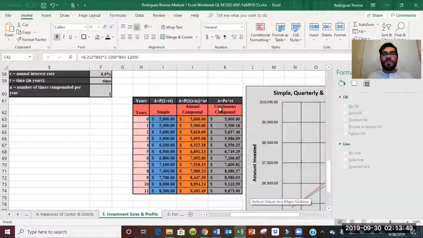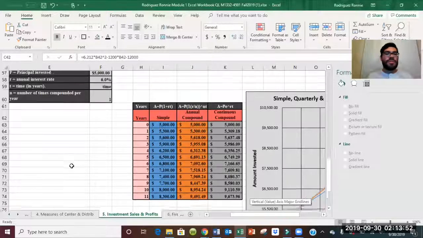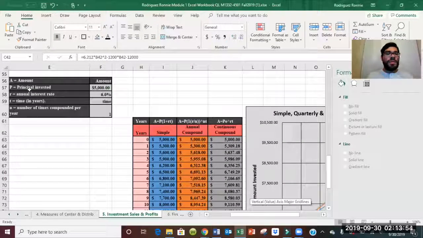We found the simple, annual, compound, and continuous compound interest. P being the principal invested, which we started out at 5,000 for all of them. The annual compound one here is going to be the number of times it's compounded per year. So that value never changes. The principal invested never changes. And the interest rate never changes. It's always going to be 6.0%.